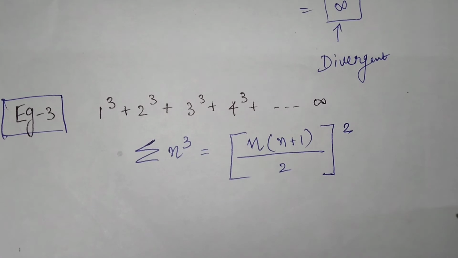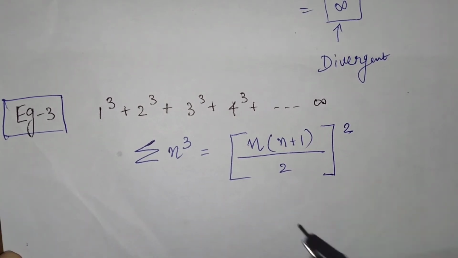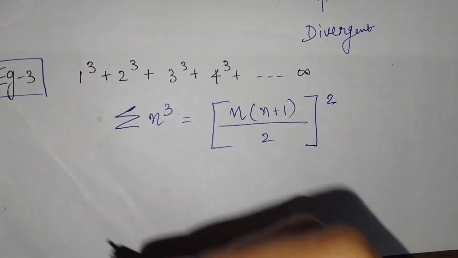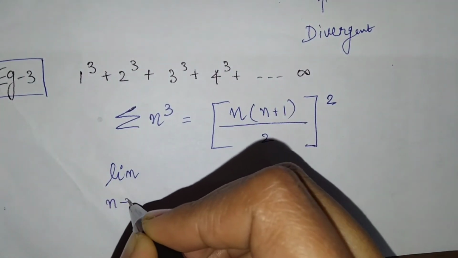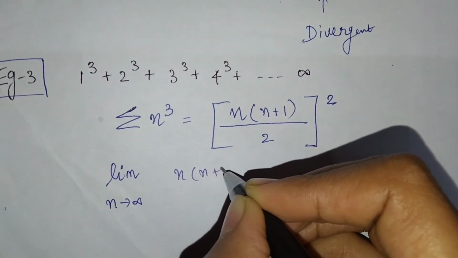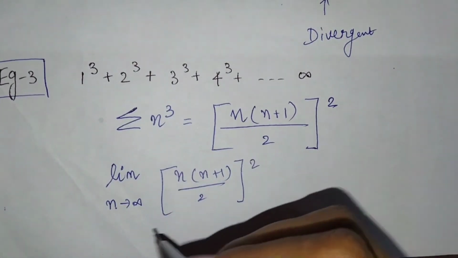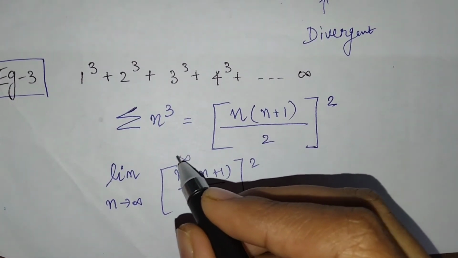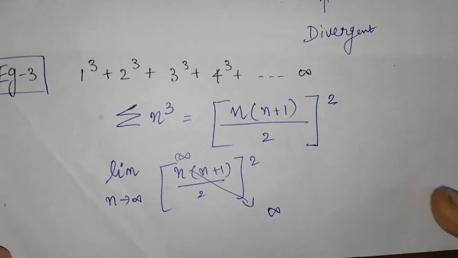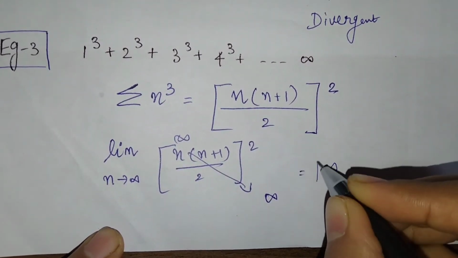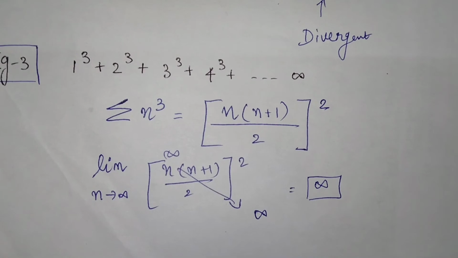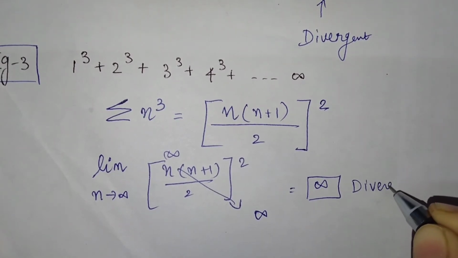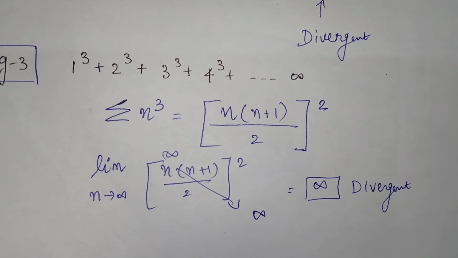It is similar to n square. Just as we used the formula of summation of n square, in the same way we will put the formula of summation of n cube and then directly substitute the limit. So we will get limit n tends to infinity of n into n plus 1 by 2 whole square, and if I substitute here, then this whole term will be infinite. As the answer is infinite, we can say that the given series is divergent. Okay, so now moving towards example 4.